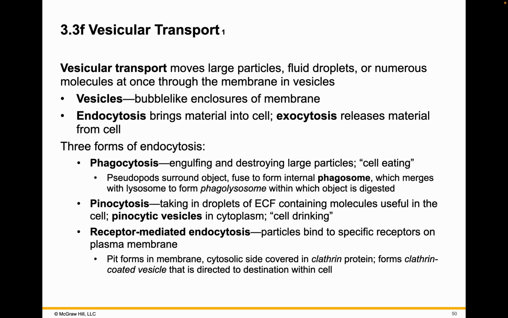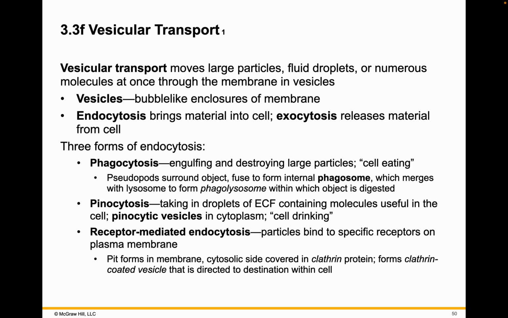Endocytosis can have special names. We have phagocytosis, which is the engulfing and destroying of large particles, cell eating, if you will. The pseudopods surround the object, fuse to form an internal phagosome, and that phagosome will merge with lysosomes to give you a phagolysosome, and the lysosomes contain digestive enzymes that break down the materials inside the phagosome. Pinocytosis is taking in droplets of extracellular fluid that contain molecules useful to the cell. So pinocytotic vesicles in the cytoplasm you can think of as cell drinking.